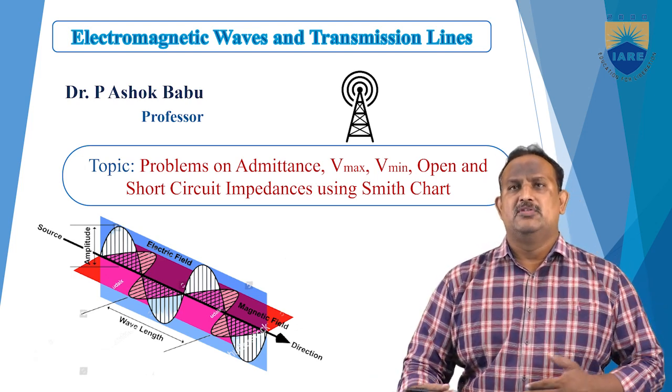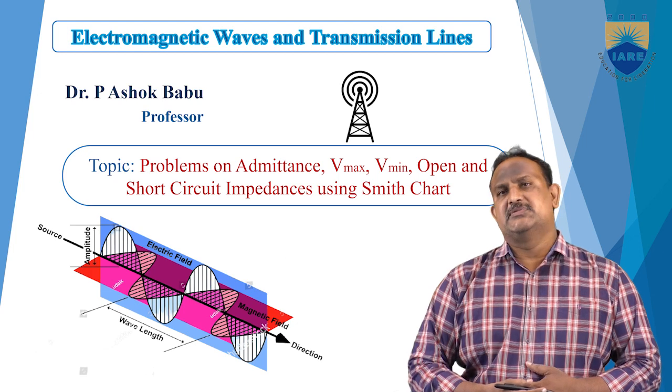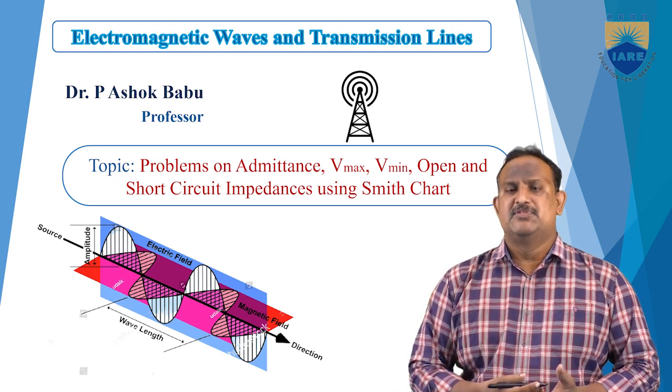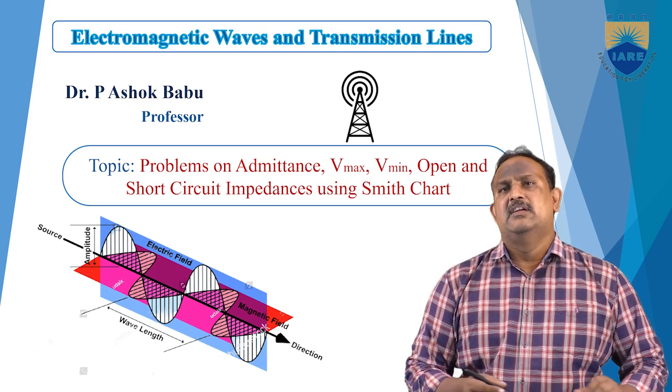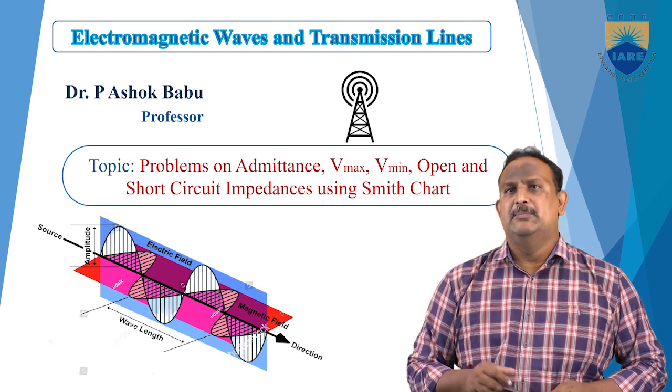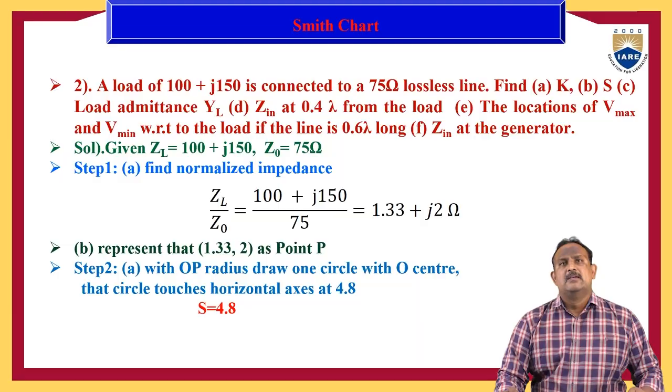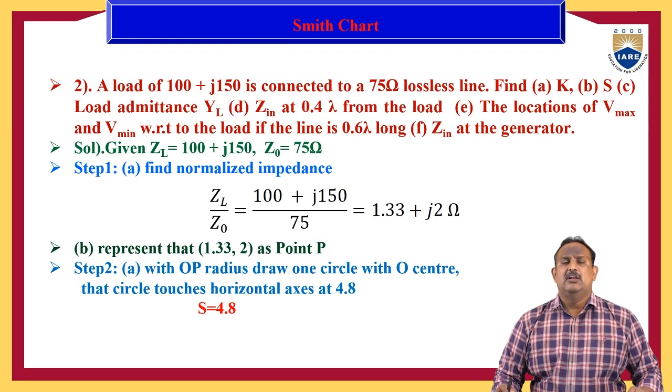So in this video, I'm going to discuss some problems on transmission lines. Here the problems are based upon admittance, Vmax, Vmin, and open and short circuit impedances using the Smith chart. So which is the problem? Here a load of 100 plus j150 is connected to a 75 ohm lossless line.